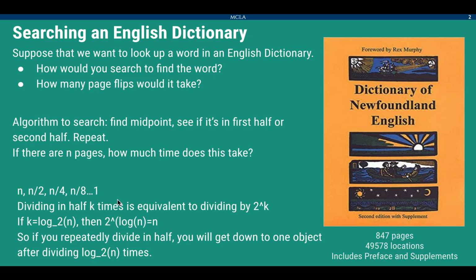So if we have divided k times, where k is equal to log base 2 of n, then that's the same as dividing n by 2 to the log base 2 of n. Remember that 2 to a power and log base 2 of something are inverse functions. They cancel each other out. So 2 to the log base 2 of n is n. And so dividing by that value is n divided by n. So if you repeatedly divide n objects in half log base 2 of n times, you will get down to one object after doing those divisions.